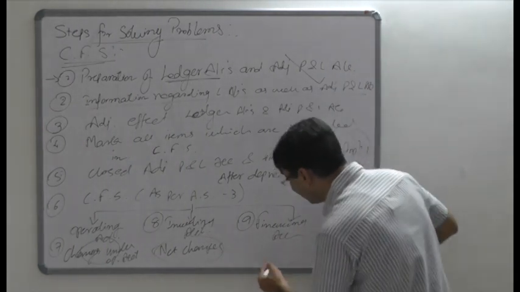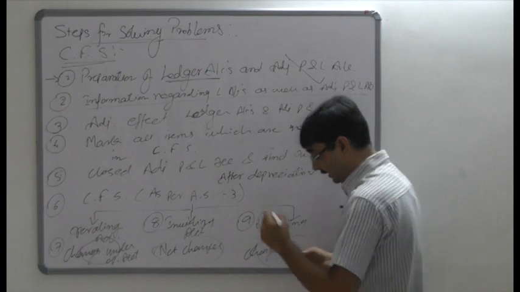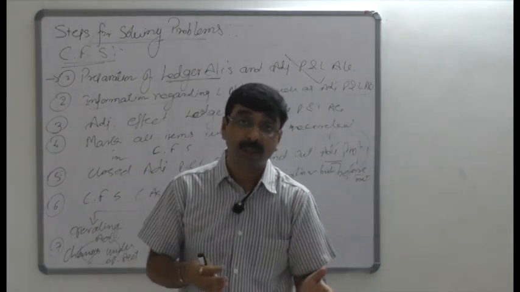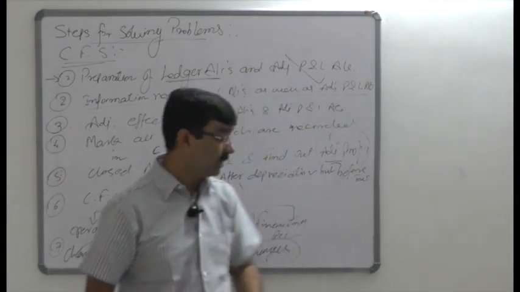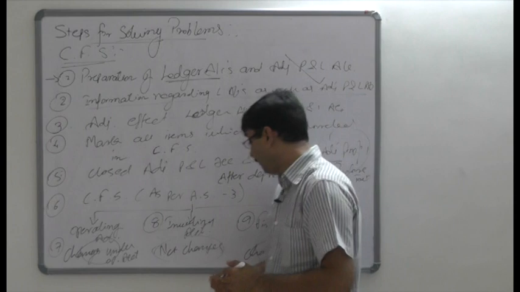So we need to identify the net changes of the financing activity at the end of the particular year, in comparison with the previous year, and find out the net changes under this financing activity. So this is your step number 9.